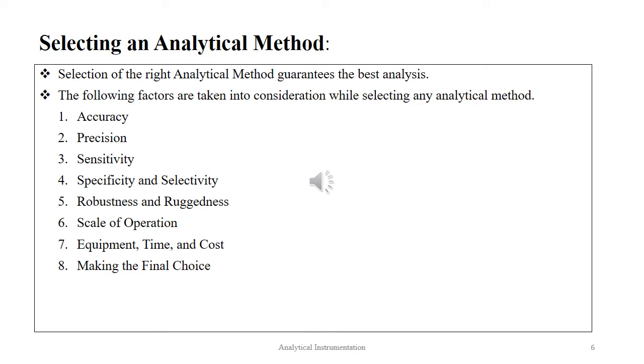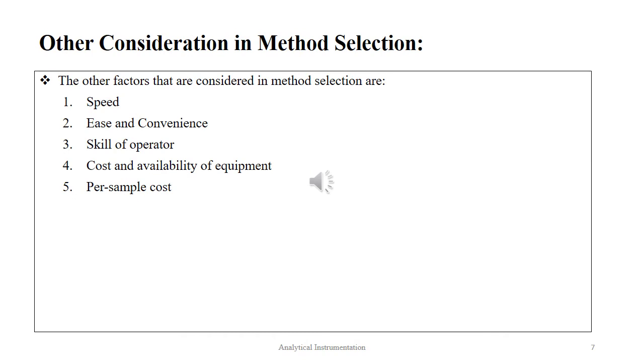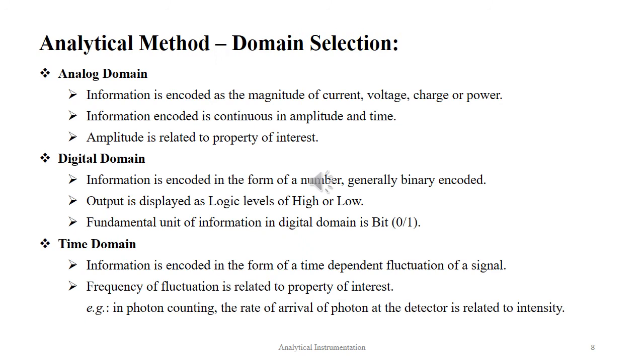The following factors are taken into consideration while selecting an analytical method: accuracy, precision, sensitivity, specificity and selectivity, robustness and ruggedness, scale of operation, equipment, time and cost, and then finally making a choice based on the above 7 parameters. The other factors that you keep in mind while selecting an analytical method are speed of the equipment, ease and convenience of the equipment, the skill set of the operator, cost and availability of the equipment and samples, and per sample cost.